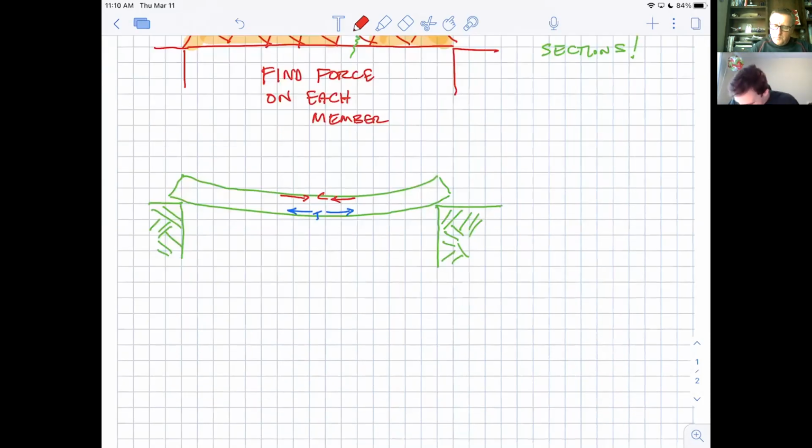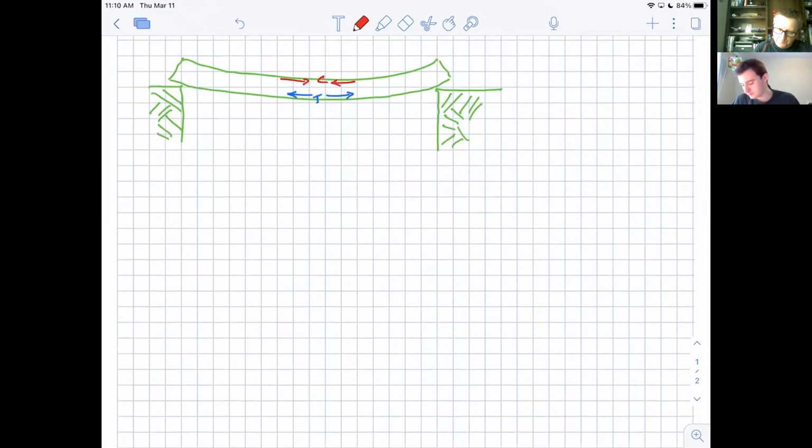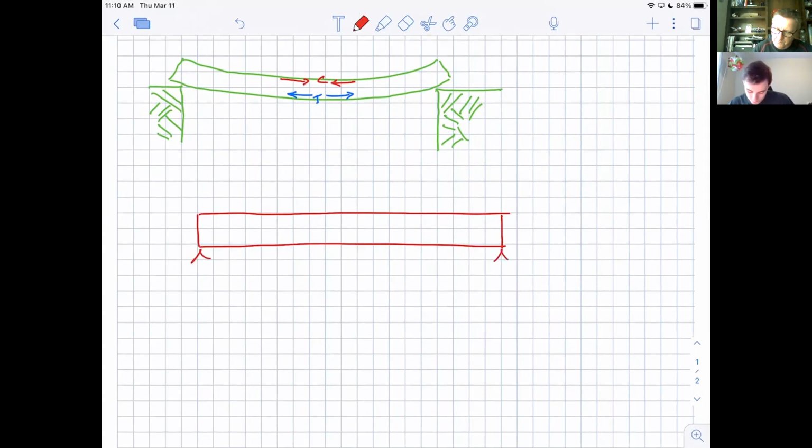So let's do this. This is what engineers typically do to show supports. They'll just put a little point there. So this beam is simply supported, just like it was a second ago, sitting on top of those two concrete walls.